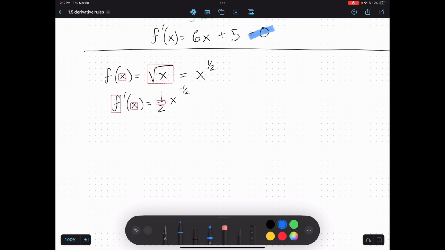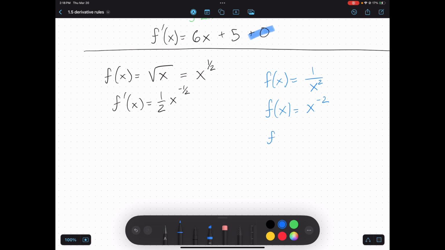Well, speaking of negative exponents, what about this example? What if you have a power function in the denominator? I can interpret this as negative exponents. So I could rewrite this as x to the negative 2. Anytime you see a power function in the denominator, you can rewrite it as a negative exponent. And guess what? The power rule still works with negative exponents.